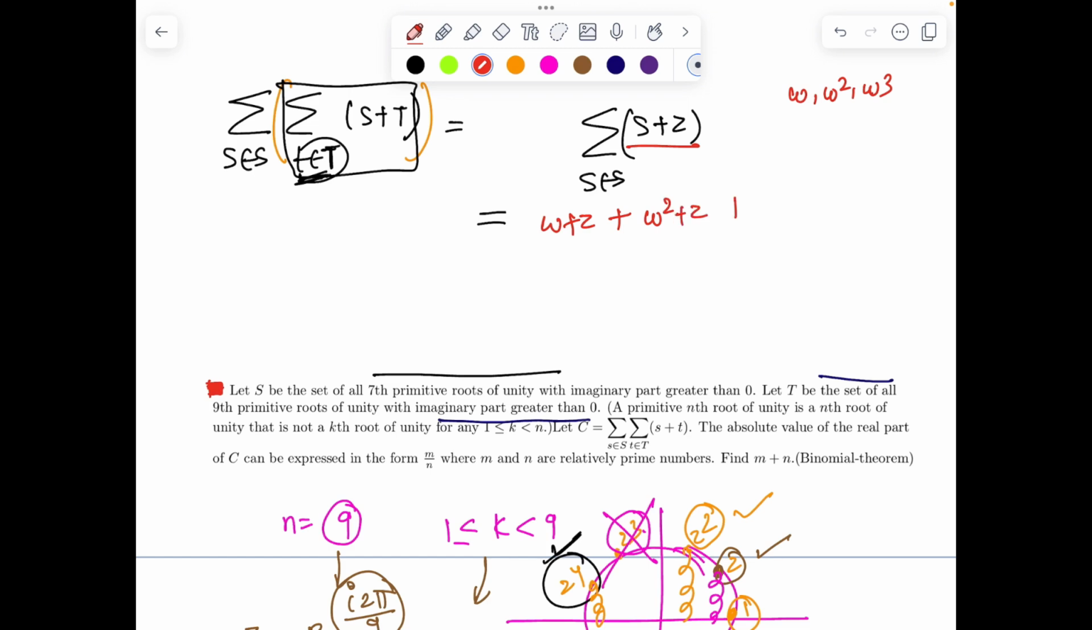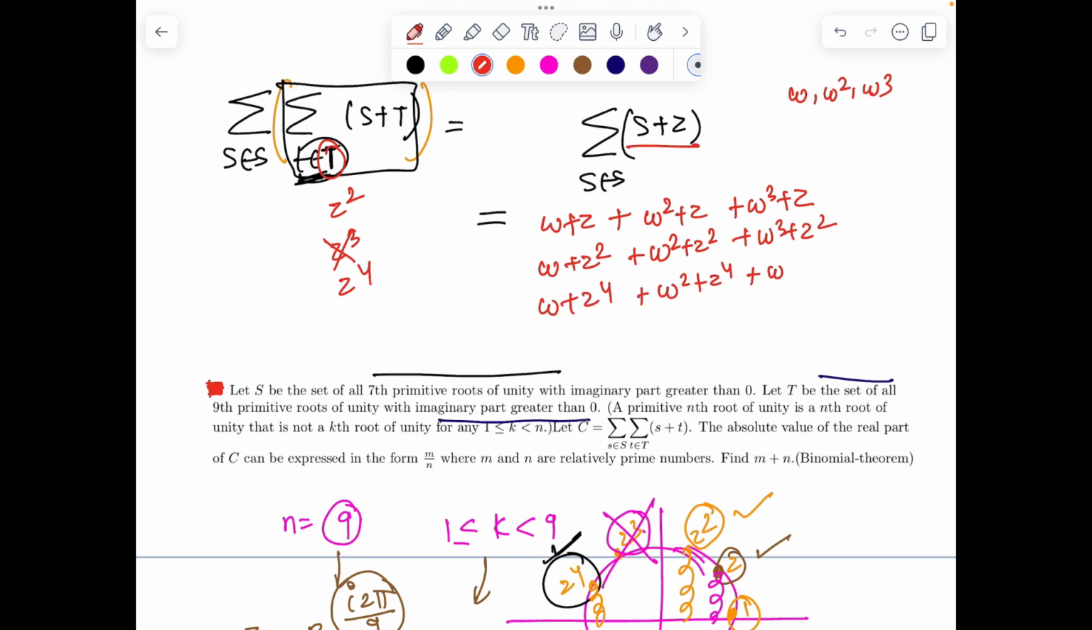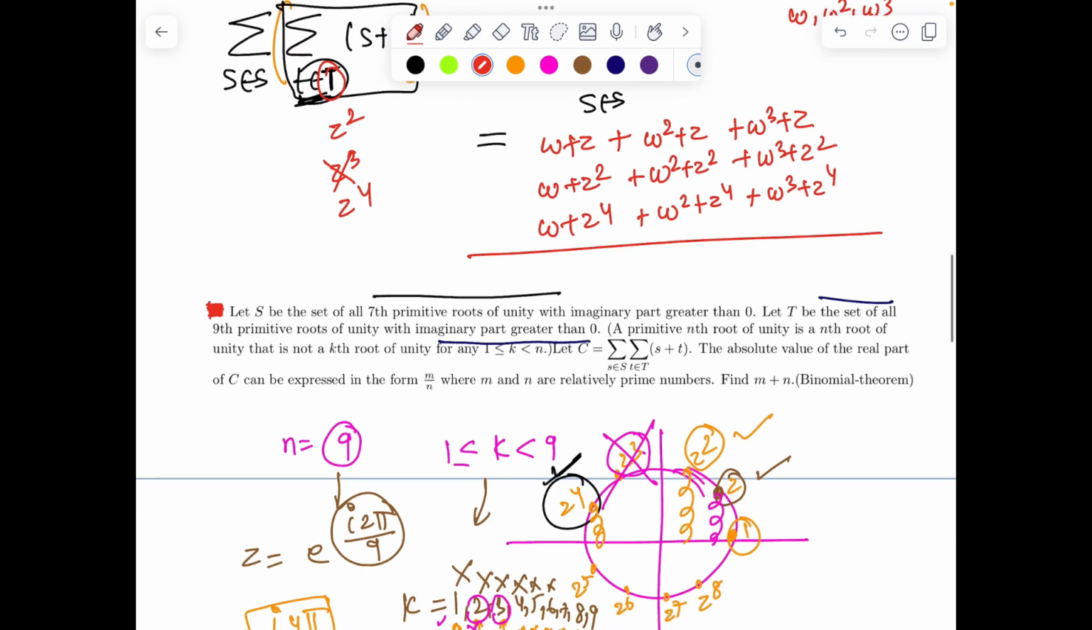So the question becomes omega plus z plus omega square plus z plus omega cube plus z. Similarly, now instead of t as z, if I would have taken z square, I would have got omega plus z square, omega square plus z square, omega cube plus z square. And last way, if you have z cube is not there, so z4, omega plus z4, omega square plus z4 and omega cube plus z4.